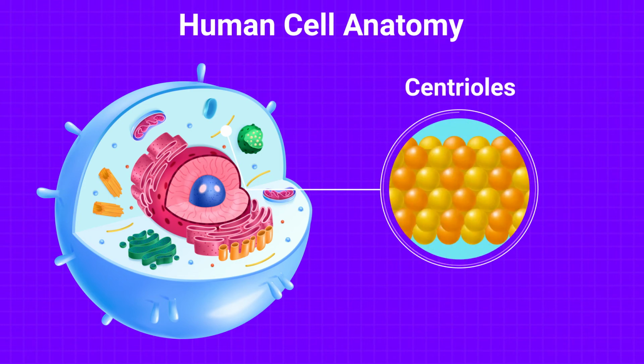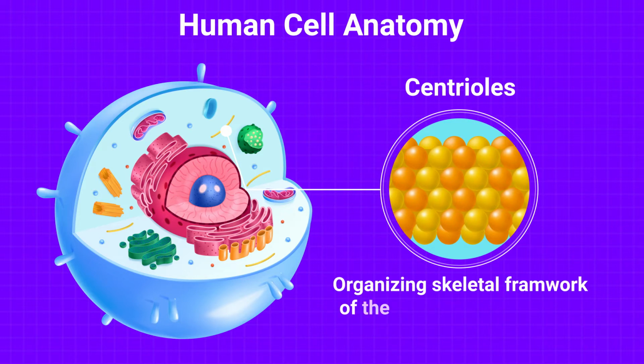Centrioles. Animal cells. Cytoplasm contains a pair of barrel-shaped organelles called centrioles that are close to the nuclear envelope. The skeletal framework of the cell, the microtubules, is organized by centrioles. They aid in pinpointing where the cell's nucleus and other organelles are located.